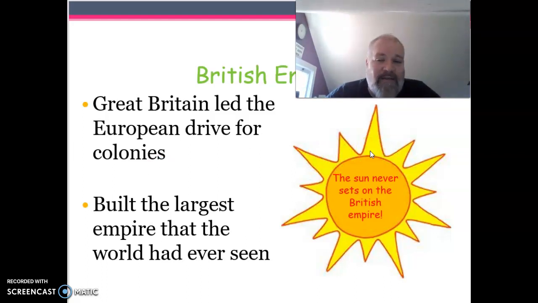When they say the sun never sets on the British Empire, they mean that when it gets dark in one area of the world and it's light in the other, at no point in the day is some part of the British Empire not having sun on it. So if it's dark in England, it's light in India. If it's dark in India, it's light in England, if you get that. And it's all parts of the world.